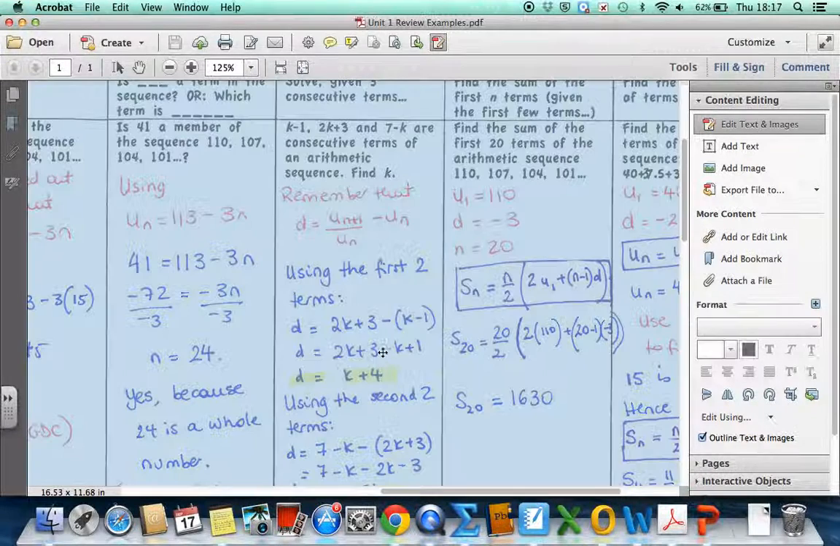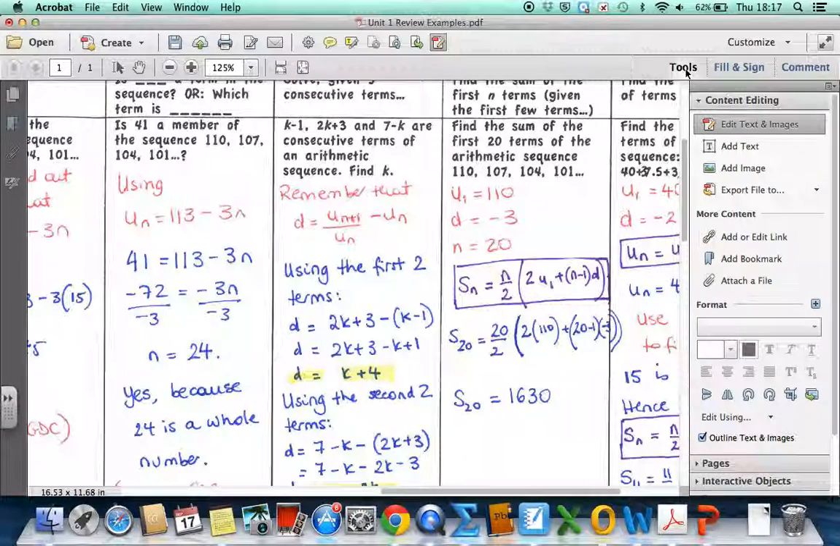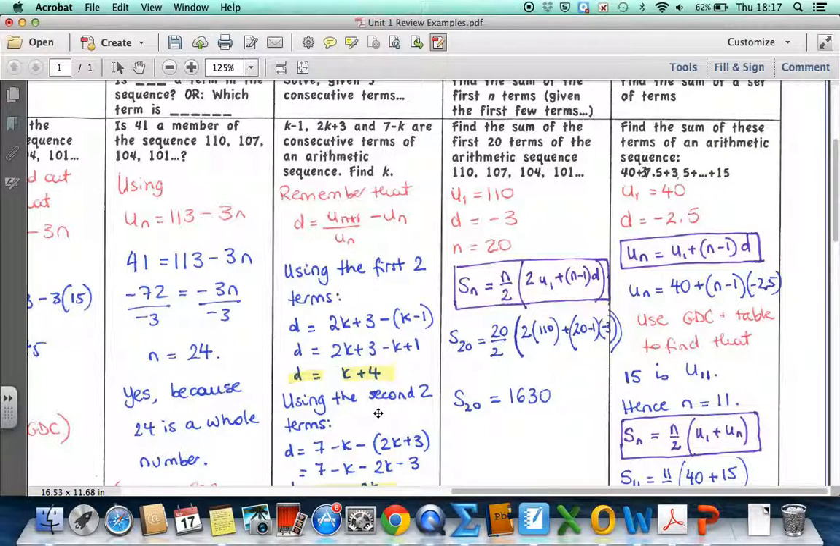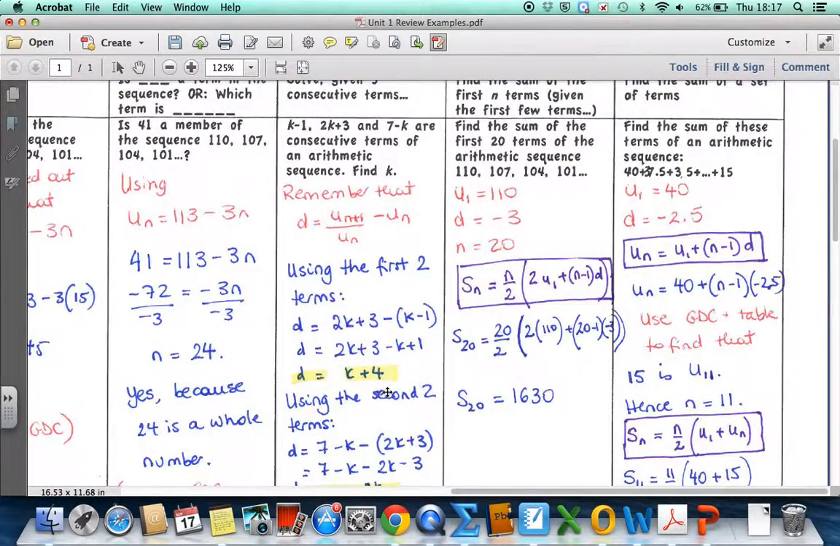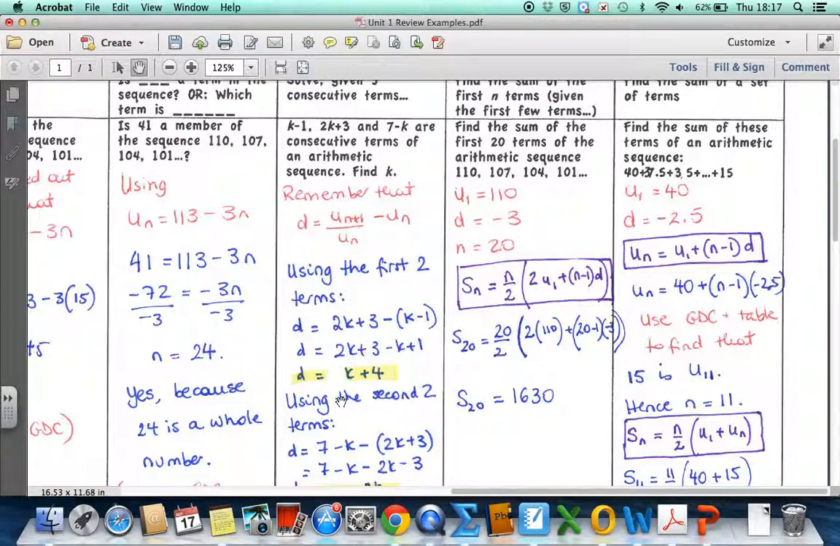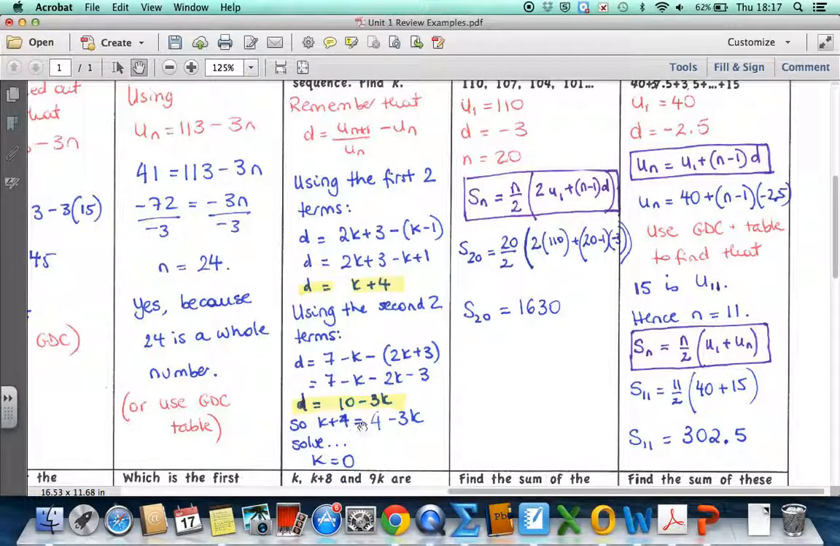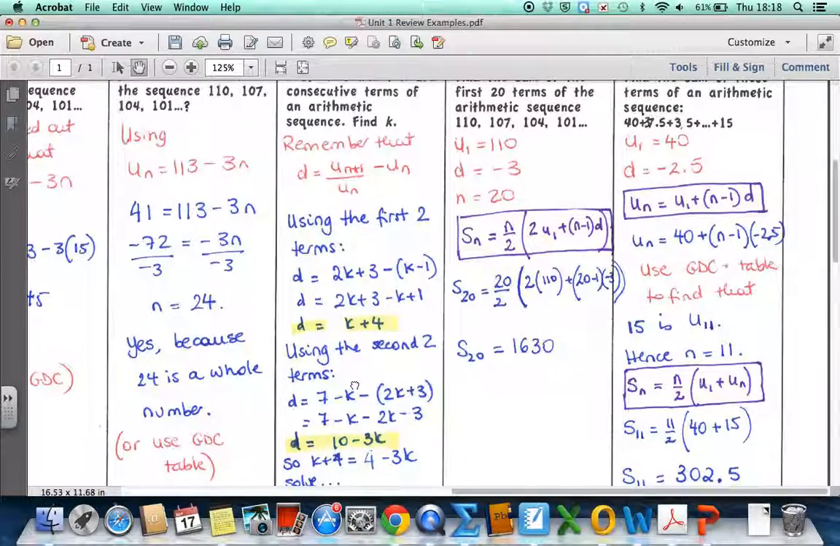Then we go through the same process. So we find the difference between the second two terms. So this term subtract this term. Again, being careful with our signs. And that gives us that d is 10 minus 3k. Now, because it's an arithmetic sequence, those d's should be the same all the way through. So that d is equal to that d, which means that is equal to that. I've run out of space, but if you solve that, you should get k equals 0.